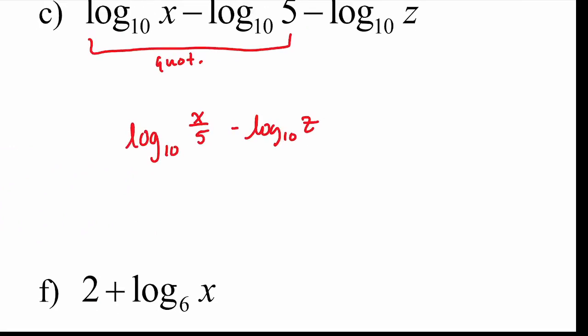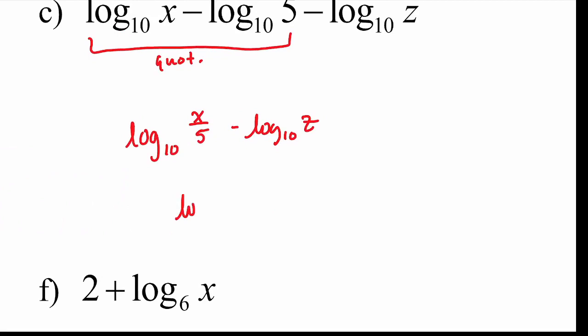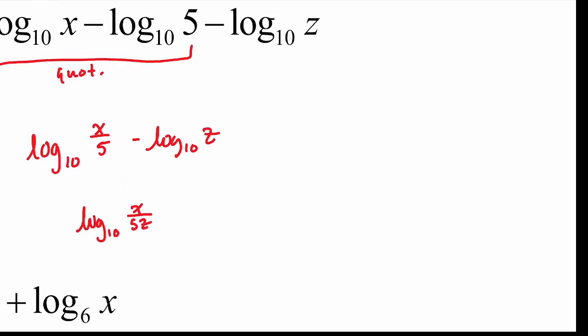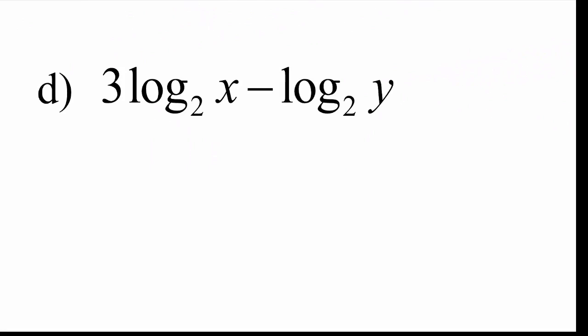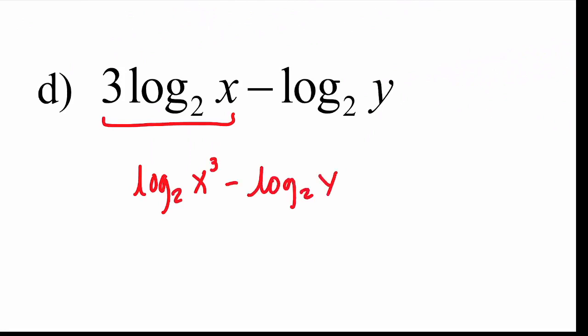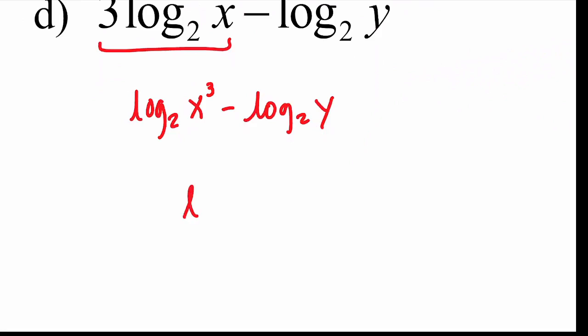And here, I would do the quotient rule one more time and say log base 10 of x over 5z. If you're curious on how that just happened, if you were to take x divided by 5 and divide by z, do keep, change, and flip, and you'll get the same result. Let's move on to part D here. Notice now I can do the product rule for the first log. I'll rewrite that as log base 2 of x cubed minus log base 2 of y. And then I'll apply the quotient rule and say log base 2 of x cubed divided by y.